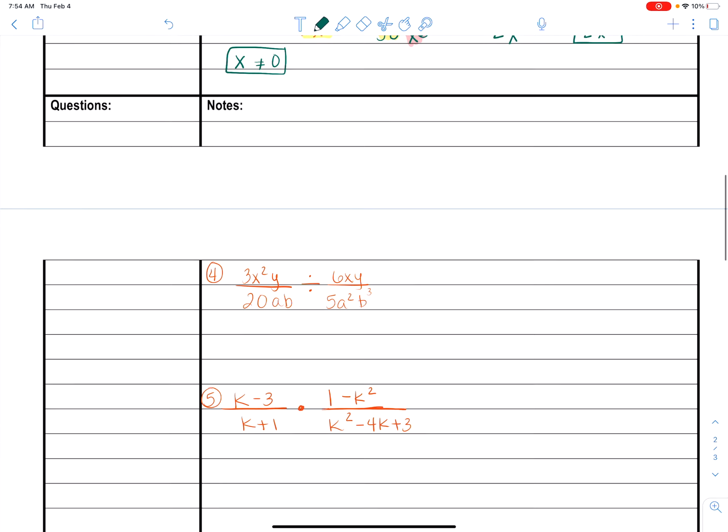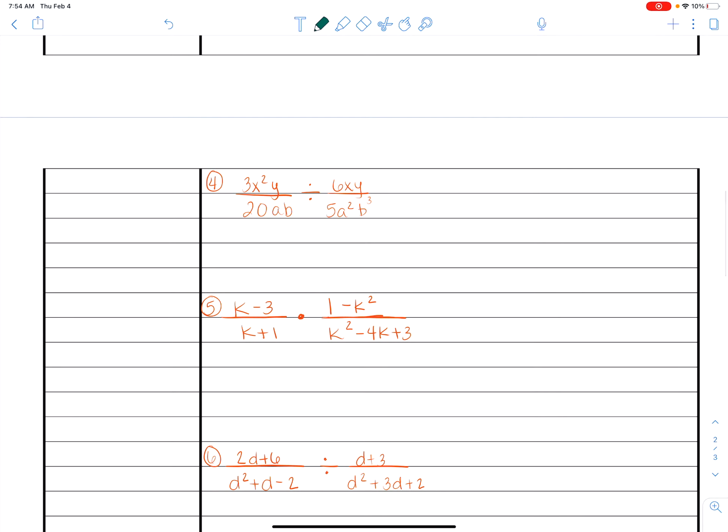All right, next. We're dividing again, so we are going to rearrange this. We're going to keep it 3x squared y over 20ab, but then we're going to change to multiply, and we're going to reciprocate the fraction, so 5a squared b cubed all over 6xy. Now let's talk about what is not allowed to equal 0.